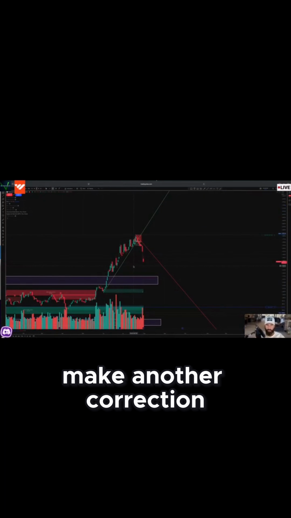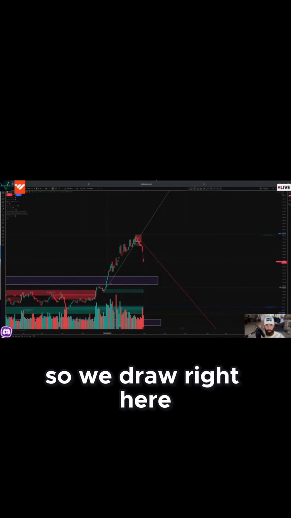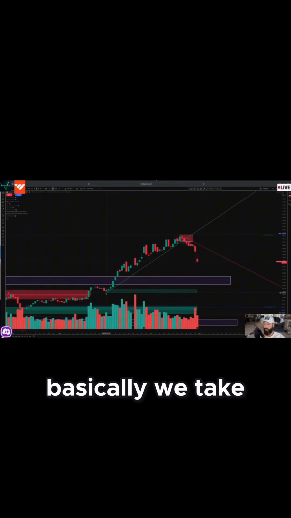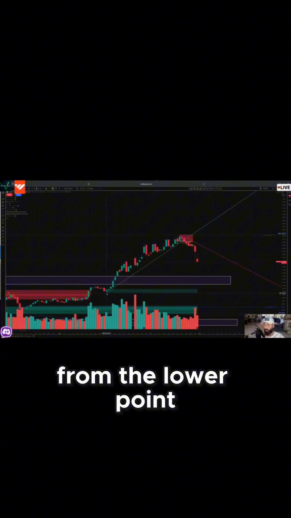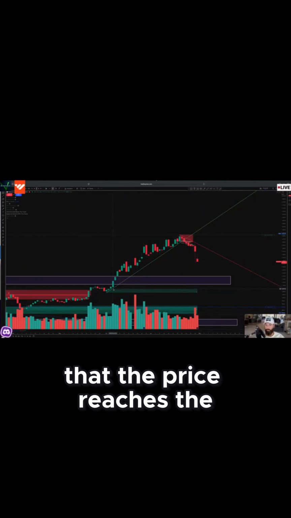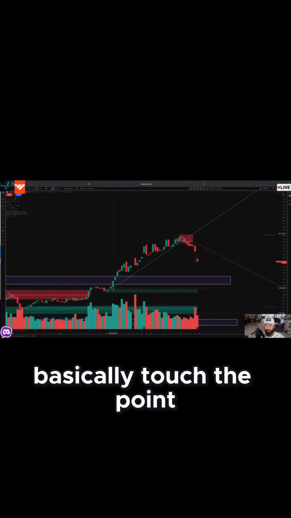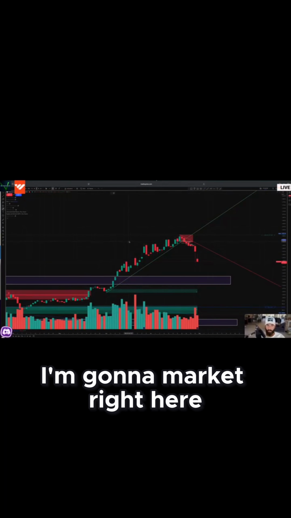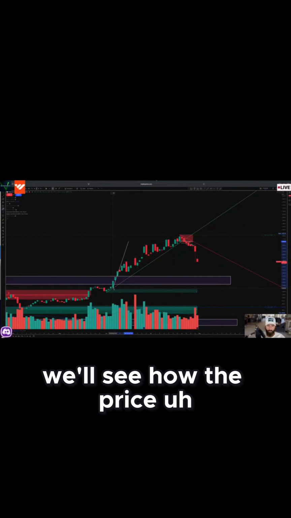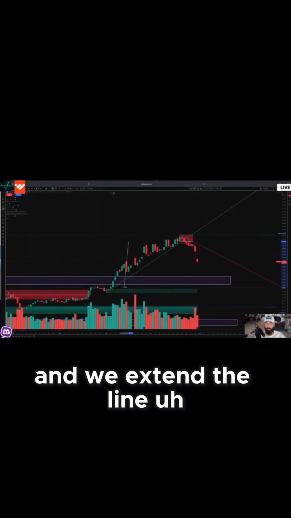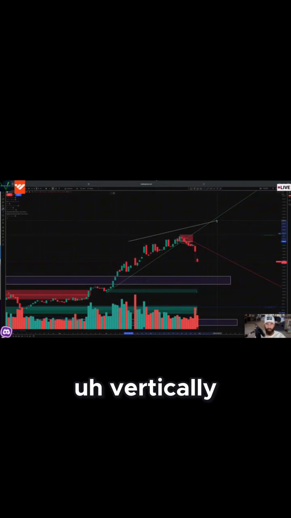Now it makes another correction. So we draw right here a trend line that's going to help us maximize the position. Basically, we extend the line from the lower point of the price and look for the second time that the price touches the point, which is right here in this candle. I'm going to mark it right here in this candle. We'll see how the price touches this trend line again.